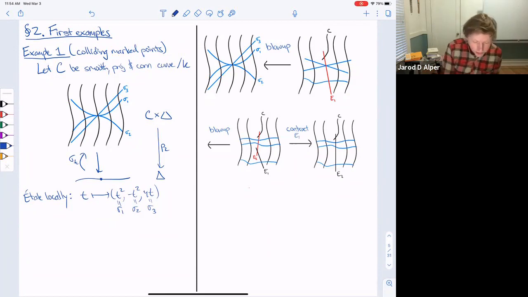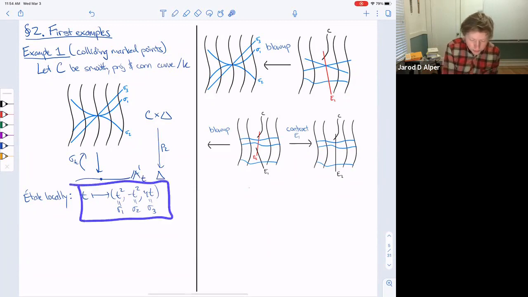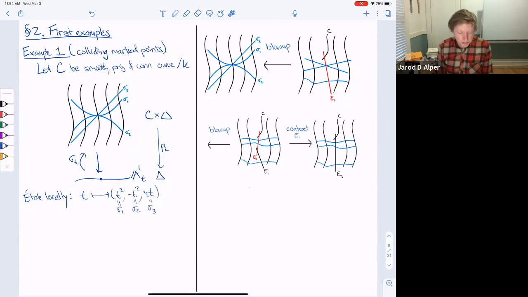And in this example, explicitly, if your base is maybe A1 with coordinates t, I have these local equations here. So t squared, minus t squared, and 4t. And so the natural thing to do, in order to separate sections, is to blow up. And so if I blow up once, then sigma 3, the strict transform of it, becomes disjoint from the other two. However, sigma 1 and sigma 2 still meet, right? Because they had a tangency condition here. So you need to blow up one more time.